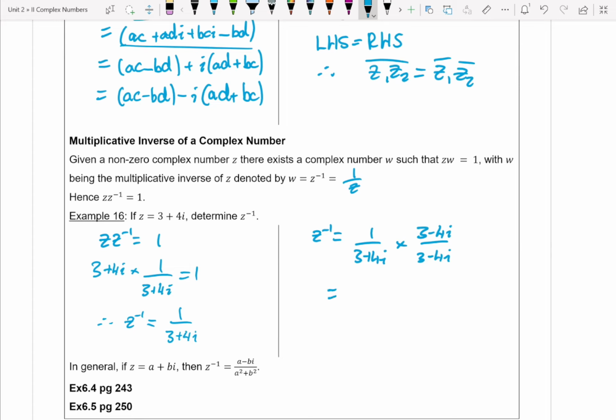So our numerator becomes 3 minus 4i. Our denominator becomes 9 plus 16. So this becomes 3 on 25 minus 4 on 25 i. And we can see there, in general, if z equals a plus bi, then the multiplicative inverse is a minus bi, so 3 minus 4i that we saw there, over a squared plus b squared, because that's the sum of perfect squares that we've been looking at. And so in our case, that's going to be 3 on 25 minus 4 on 25 i.